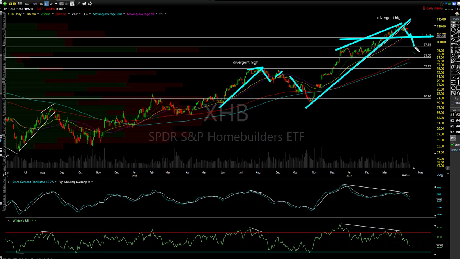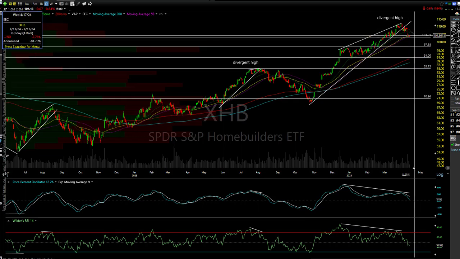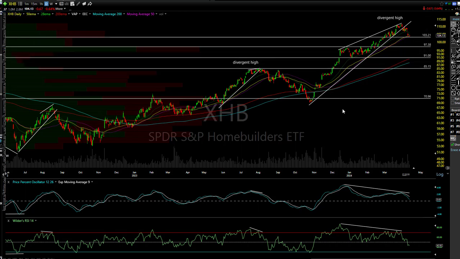Again, I have little desire to game a reaction there. If we can break down the key levels I went over before on the market leaders and QQQ and IWM, then we should continue on down to that 97.38 in short order, and then 91. There's your 200-day moving averages. And at this point in time, let's say max target 85. So if hit, that's going to be from the breakdown. If we get to 85, that's about a 21% drop in the builders.